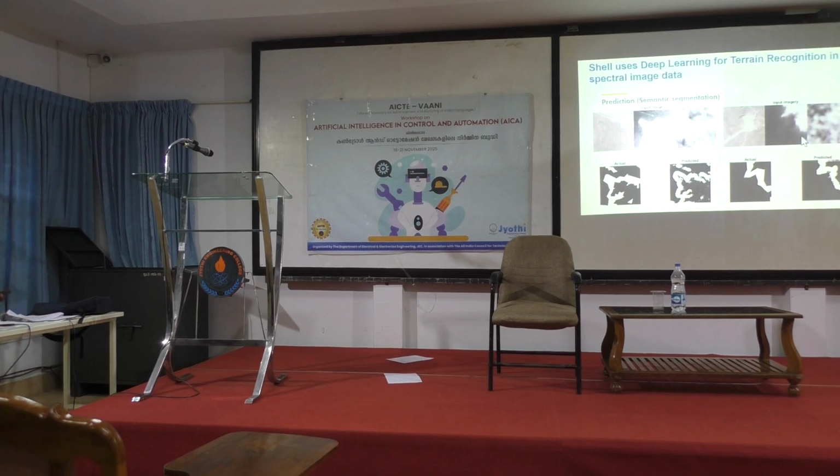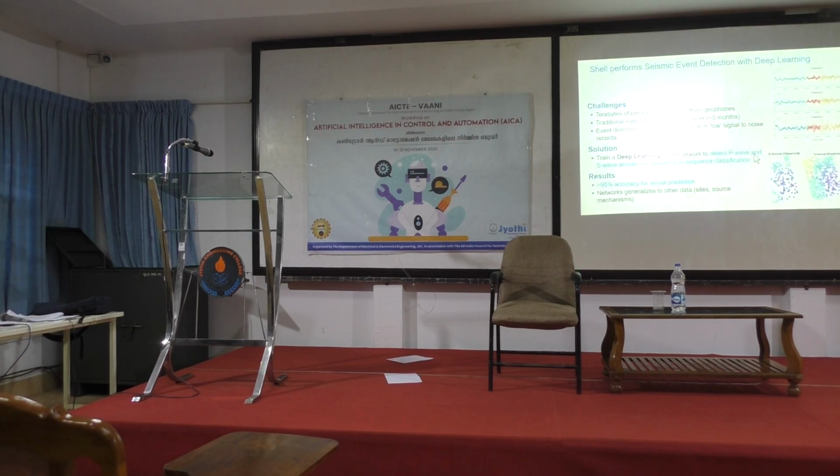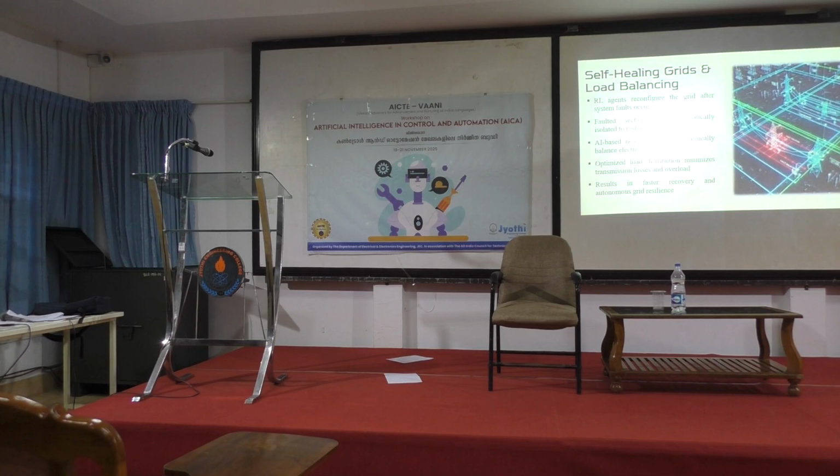Then the shell company later uses it for image processing, and they are using an LSTM network. And in the grid also they are using AI, reinforcement agents, for fault recognition and optimized load distribution, as I mentioned. Grid means load distribution, they are using AI, and it is used for positive recovery and the autonomous grid also.